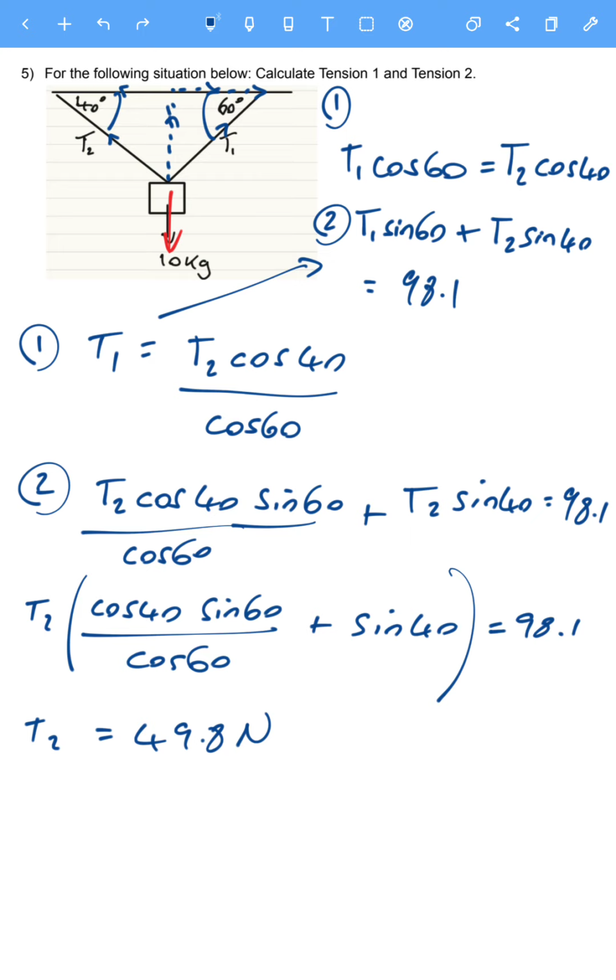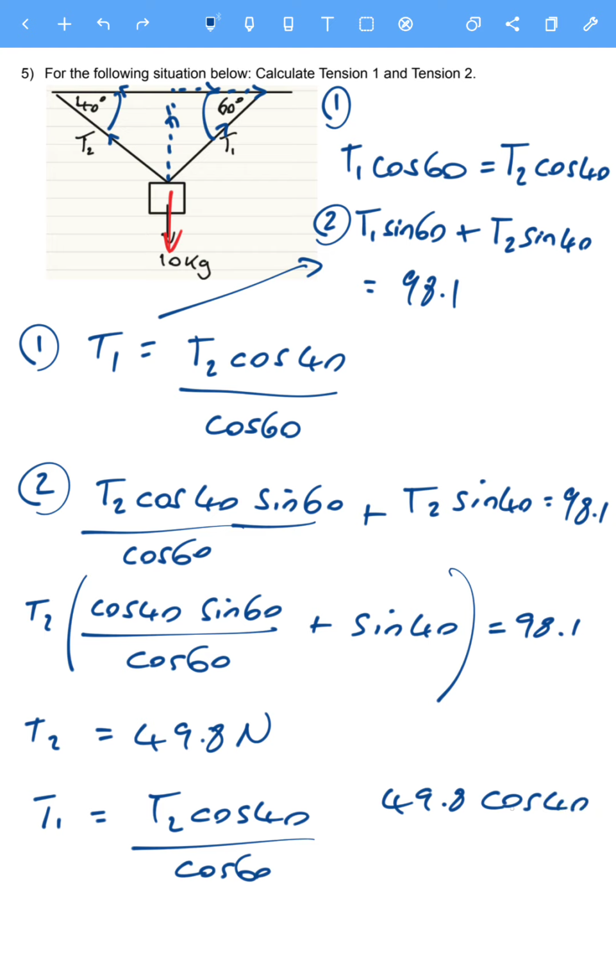Then once you've got T2, it's really simple to find T1. So T1, if we use equation 1, would be equal to T2 cos 40 divided by cos 60. Okay, so T2 is 49.8 times cos 40 divided by cos 60. And if you put that in your calculator, T1 will be equal to 76.3 newtons. So there's your two answers.